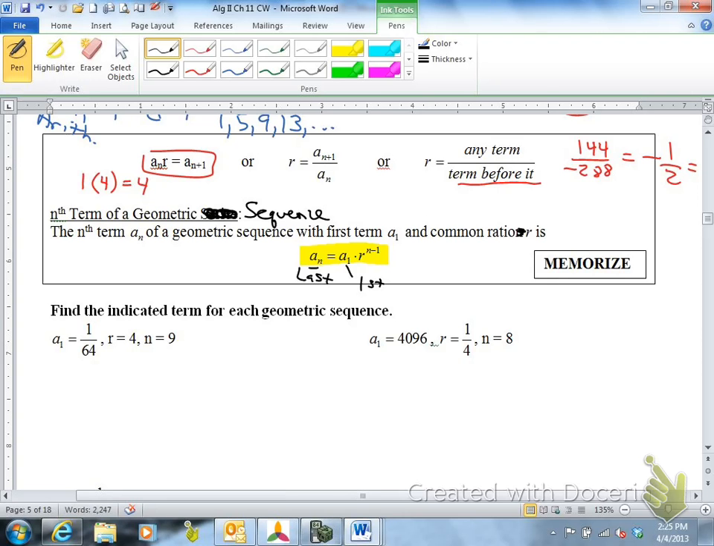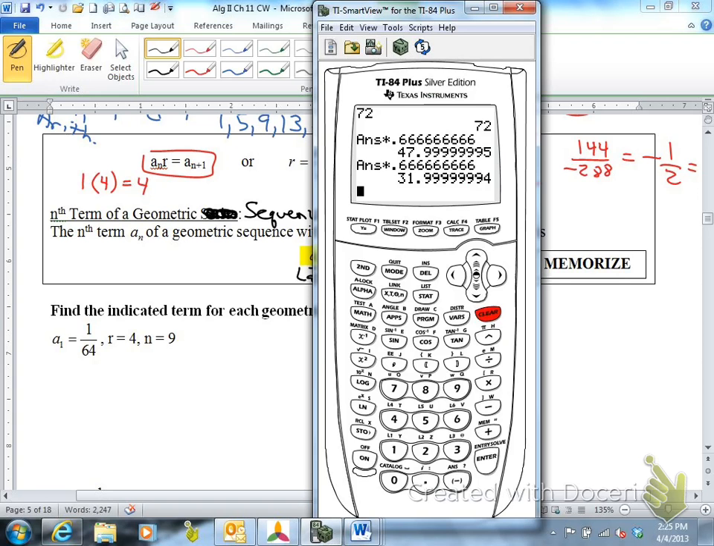You could do it the old-fashioned way and just type it in your calculator, 1/64th. And we're going to multiply by 4, because that's our r, and we're going to do this until we get to the 9th term. So the first, the second, 3, 4, 5, 6, 7, 8, 9, if I counted right. So 1024. In the sequence of numbers, 1024 would be the 9th term.